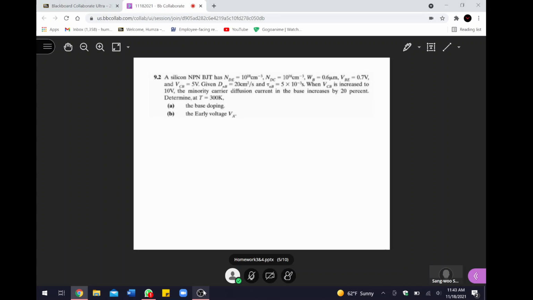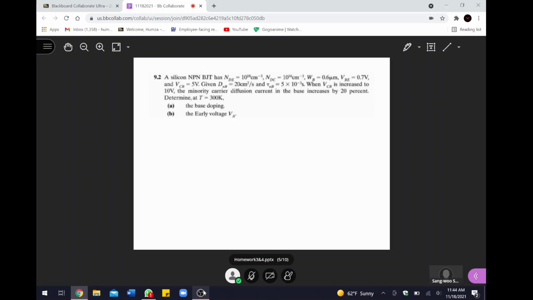So 9.2. This is a similar question to the previous one, but in this case the emitter and collector doping is given, but the base doping is not given. Initially the transistor operates in the active region, with the base-emitter at a certain bias and the collector-base reverse biased at 5 volt. Now, we increase the collector-base reverse bias from 5 volt to 10 volt.